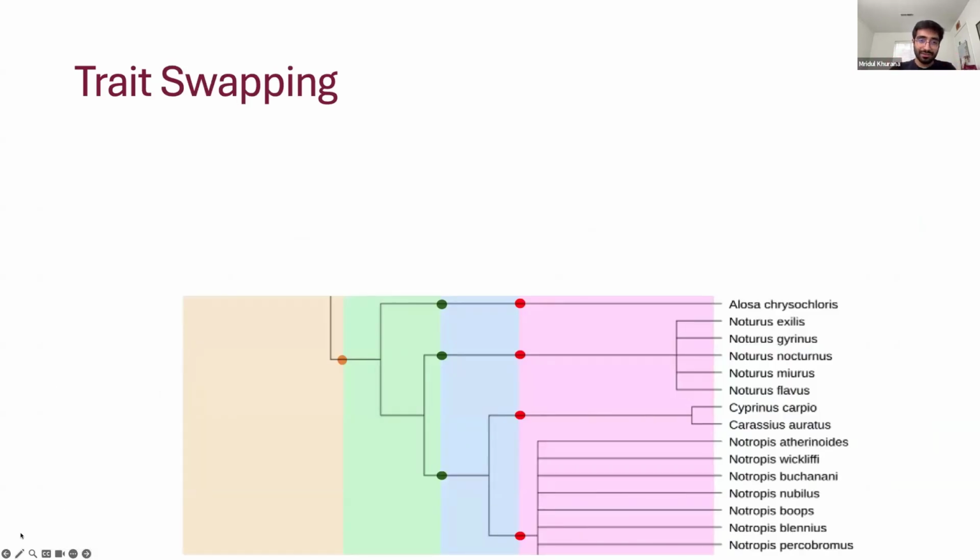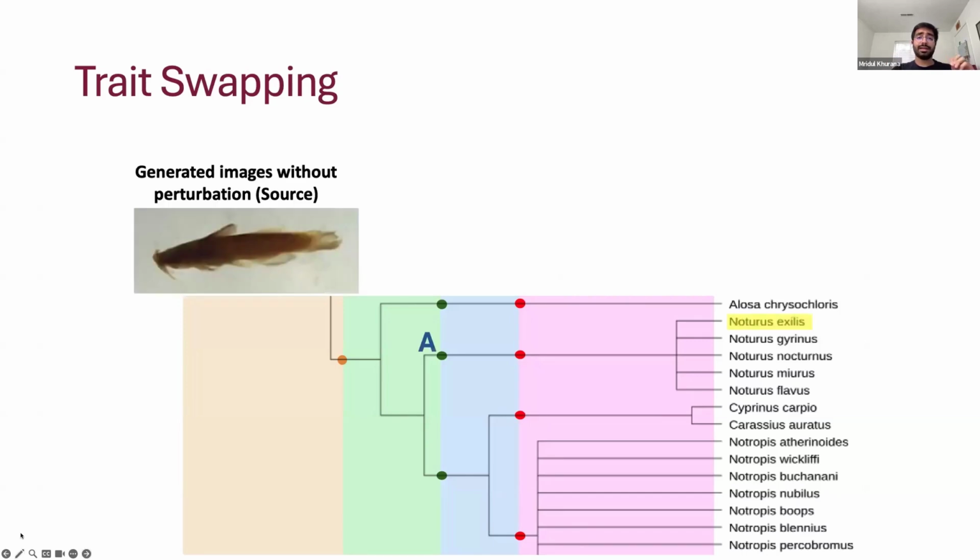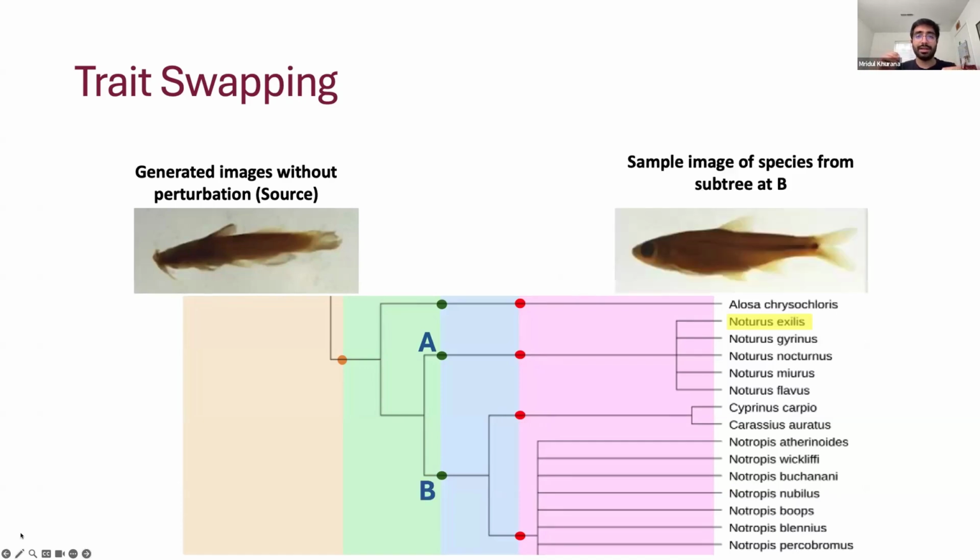Coming to the interesting results of trait swapping and generating novel hypotheses. For trait swapping, we can select a species which we want to study. Say in this case, Notropis exilis, which is what we see, a species that looks like this, and belongs to a subtree defined at node A. We can now swap the embedding of node A with a species belonging to node B. Essentially, this just represents a sample image from the distribution of the images at node B.